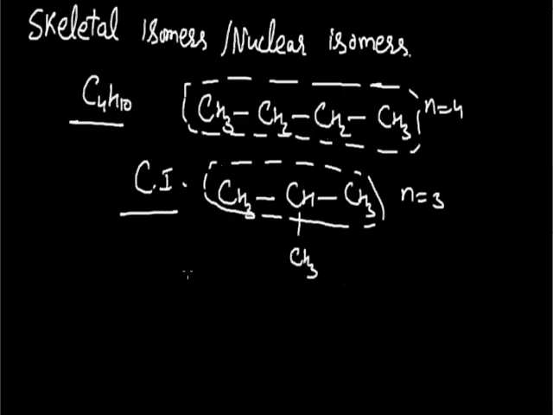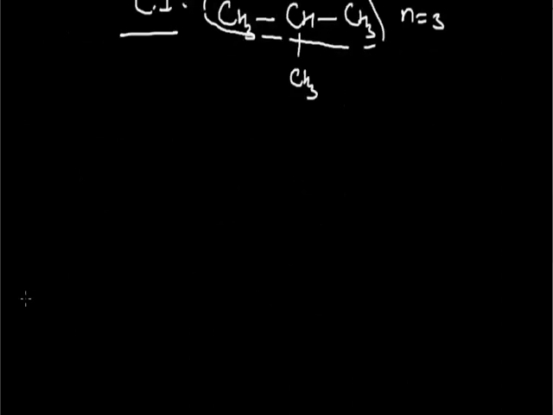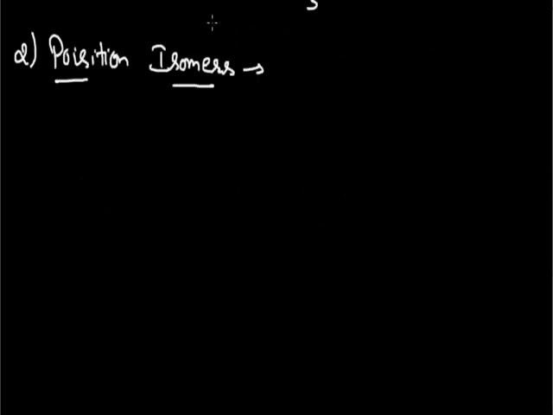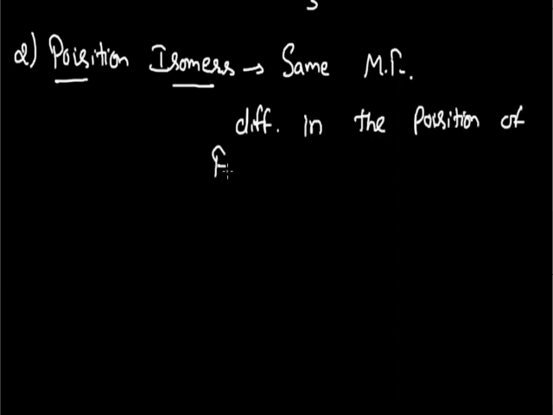Now we will see the second part of these isomers, that's position isomers. Position isomers are defined as those compounds which show the same molecular formula, but have a different position of the functional group, or a different position of a multiple bond, or differ in the position of substituents. If any one of these three has a different position, then these kinds of isomers are known as position isomers.